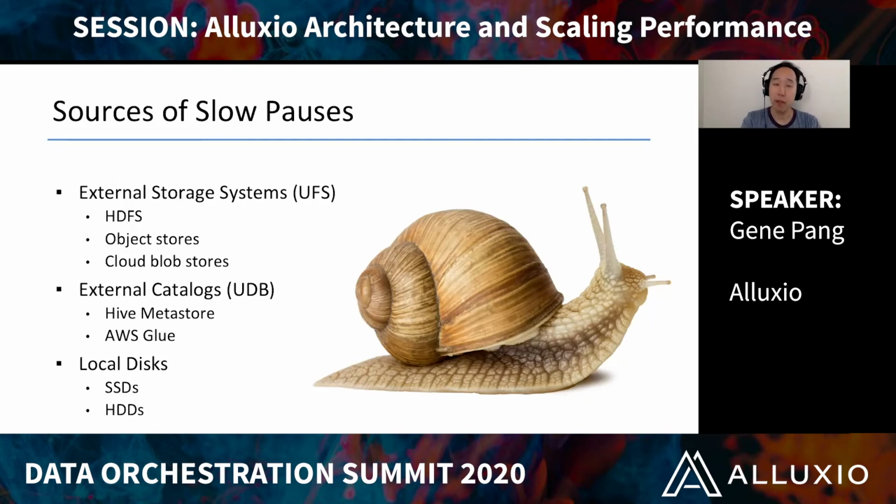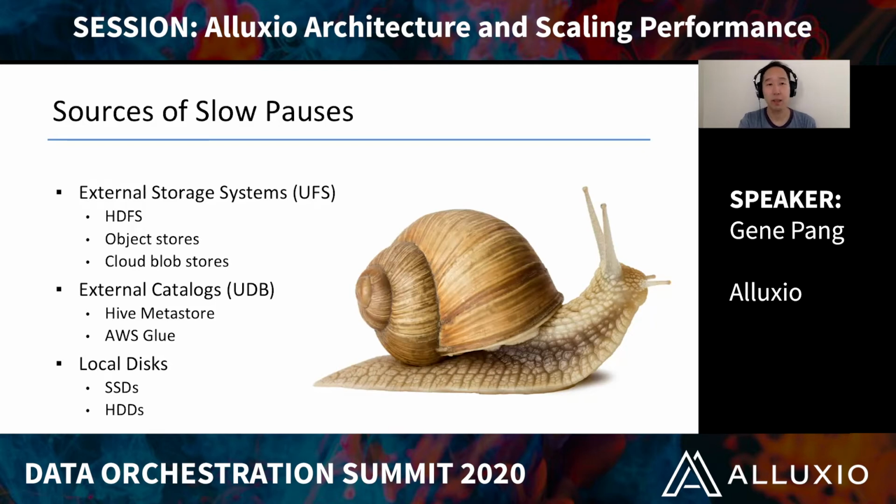In the same vein, there are external structured data sources like metadata and catalogs that Alluxio interacts with, what we call UDB. They also have to go over the network, and sometimes they may be overloaded, so they also cause some delay. And lastly, even if the network is not involved, local disks, which require I/O, can also be a source of slowness and pauses, such as SSDs and hard drives. So these are different types of sources that contribute to some slowness in Alluxio.